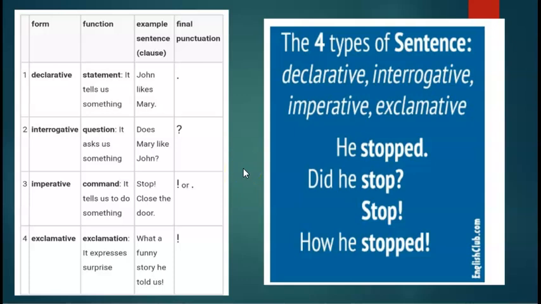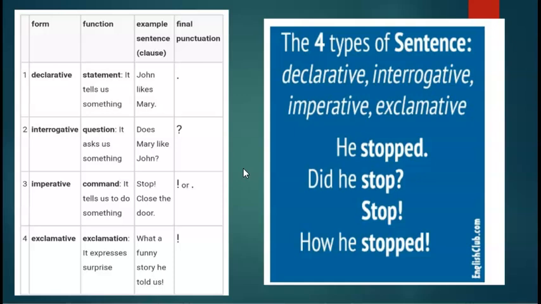Okay, declarative sentences depict a statement. For example, it tells us something or about something. For example, John likes Mary, and at the end we put a period or full stop. Second one, the interrogative sentence. It asks us something. And at the end of this type of sentence, we put a question mark. Does Mary like John? And a question mark.